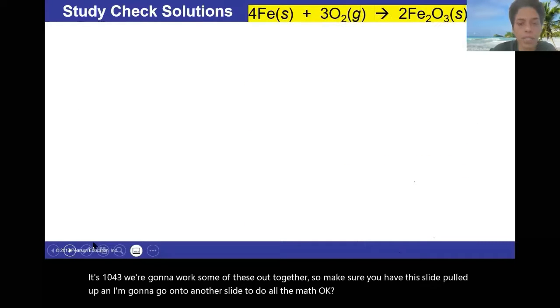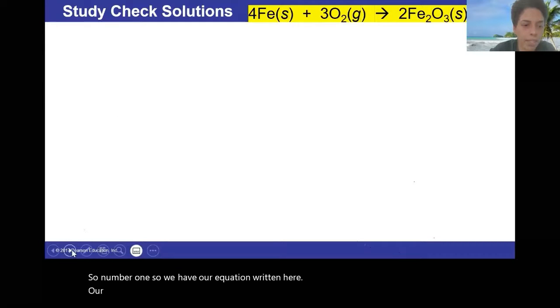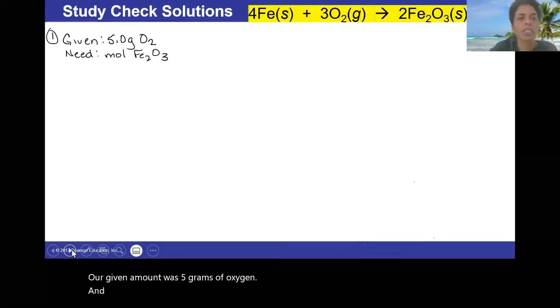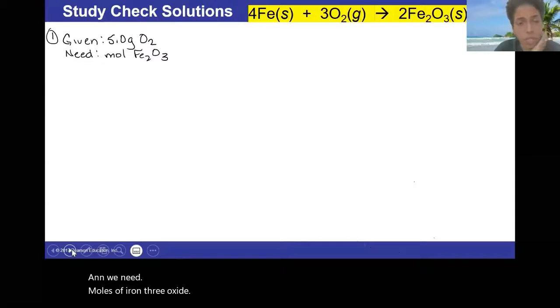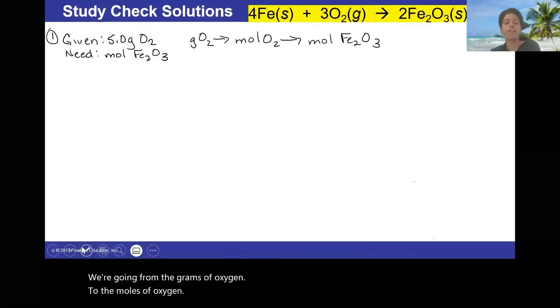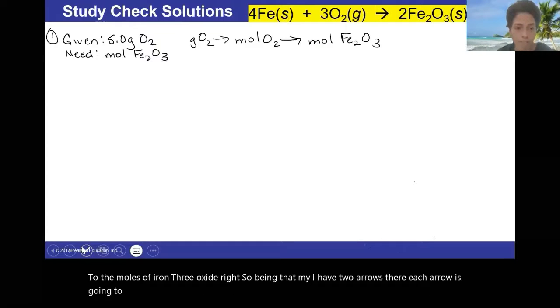So number one, we have our equation written here. Our first question was asking for, our given amount was 5 grams of oxygen, and we need moles of iron 3 oxide, right? So what's our plan? We're going from the grams of oxygen to the moles of oxygen to the moles of iron 3 oxide, right? Being that I have 2 arrows there, each arrow is going to represent a conversion factor. So what would be our first conversion factor? Anybody know?